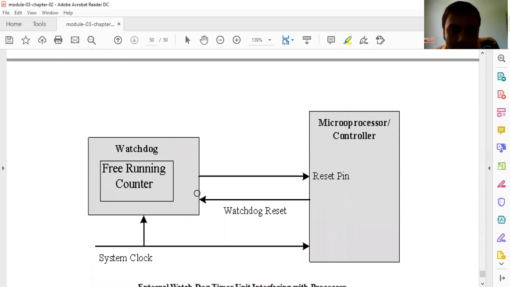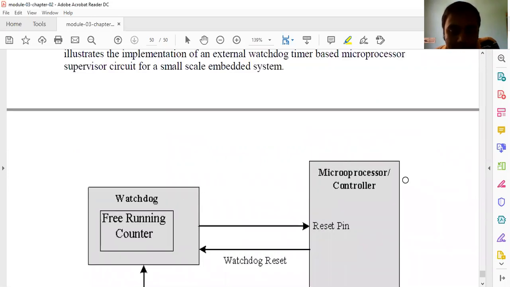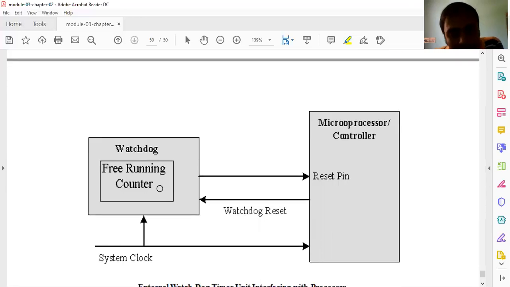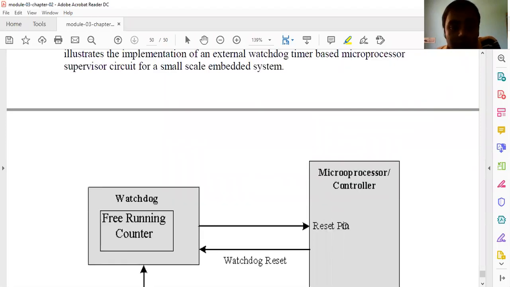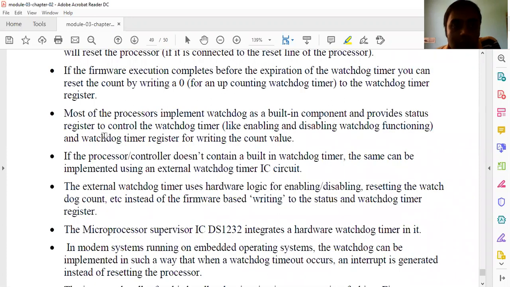The watchdog timer is a free running counter. Whenever a program is getting executed, the watchdog timer will either increment the count or decrement the count. If the program doesn't execute within the prescribed count, it will reset the microprocessor. So that's what it is called the watchdog timer.